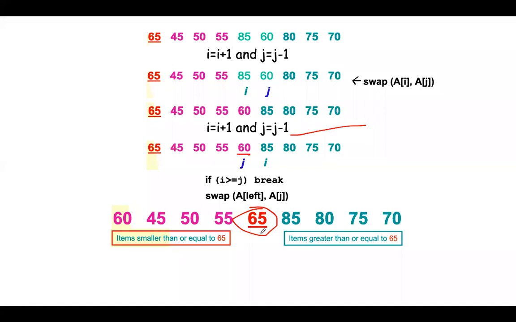Once the first pass is over, this is our partitioning element, the pivot element. Whatever is less than 65 is in the first part of the array. Now we have to sort this first part and the second part independently. Once you sort this and this, the entire array will be sorted. Is it clear? So this is our new array, wherein we already have one element in its place.